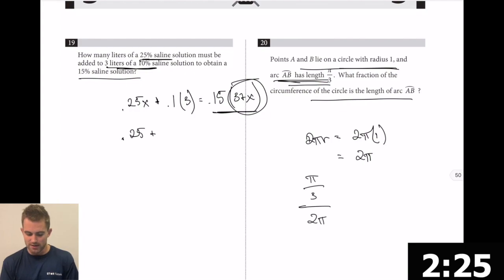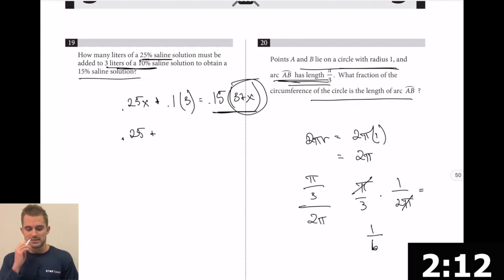Well, we can say pi over 3 times 1 over 2 pi, flip the second number and multiply, right? You didn't think probably that you'd be getting back to that. Those cancel and we get 1 over 6. So it represents 1/6 of the total circumference.